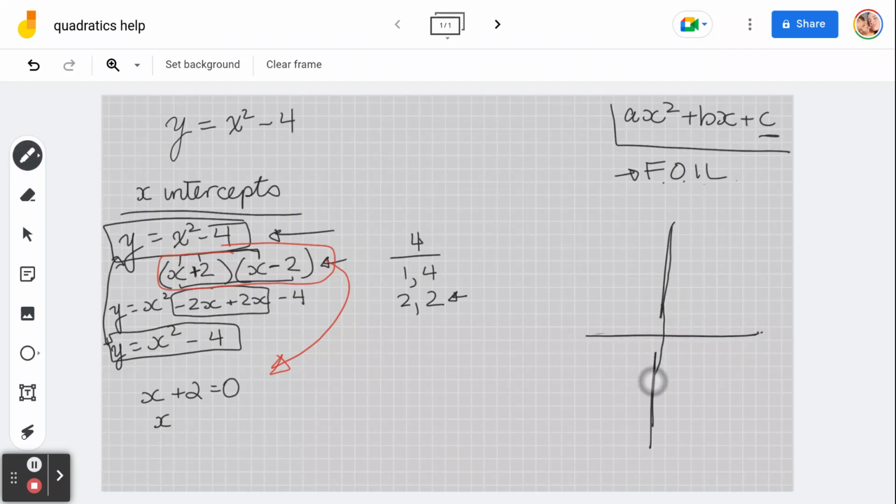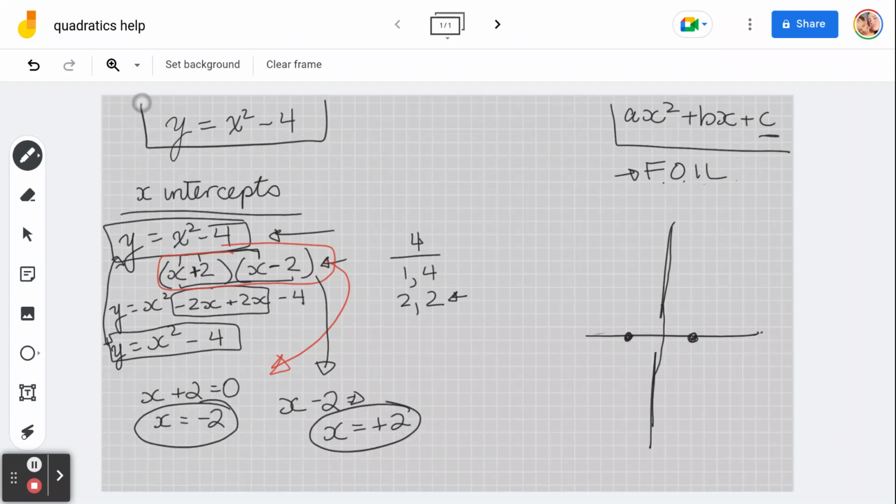This is how I find my x-intercept. So my x-intercept is negative 2. And my other one here is x minus 2, which will be x equals positive 2. So here are my x-intercepts, right here and right here.